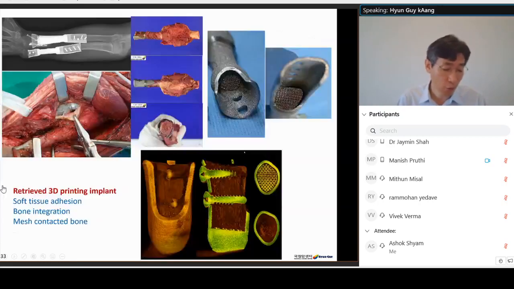In this patient, we had to remove the 3D ulna due to local recurrence. This patient is a fibromatosis patient. You may see the surrounding soft tissues firmly attached. The meshed bone contact surface showed advantages for bone integration.